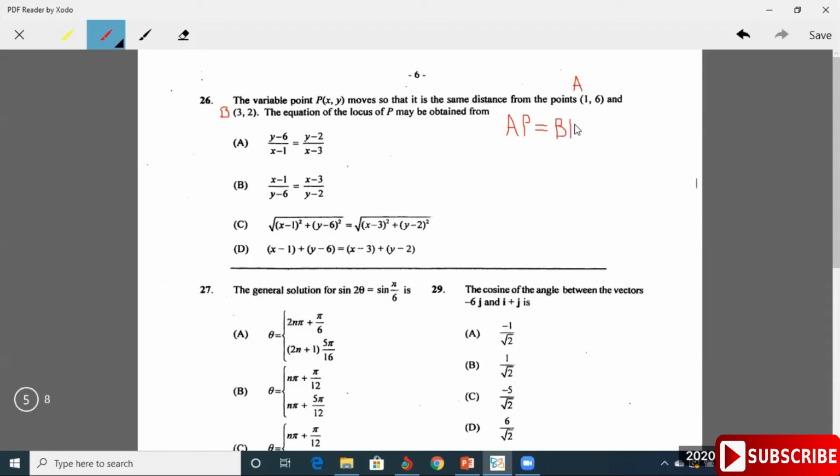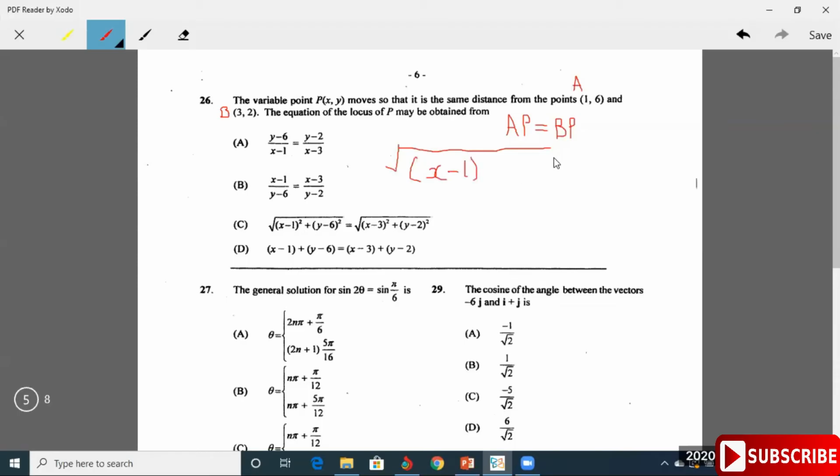Now the distance between the points A and P, well, this we'll just use the length of a line formula to find the distance AP: the square root of (x minus 1) squared plus (y minus 6) squared, and that's the distance AP, and it's going to be equal to B.